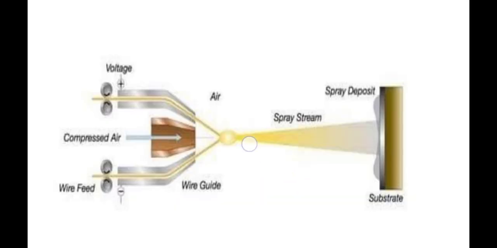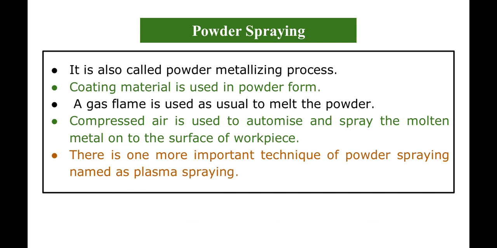Let us go for the powder spraying. It is also called the powder metallizing process. In this case, the coating material is used in powder form, and it is filled in a hopper from where it is fed to the spray gun by suitable means. The gas flame is used as usual to melt the powder, and compressed air is then used to atomize and spray the molten metal onto the surface of the workpiece in the same way as described in the case of wire spraying.